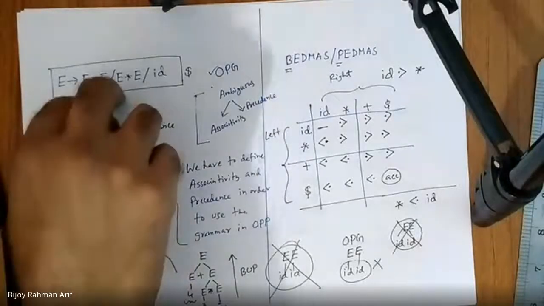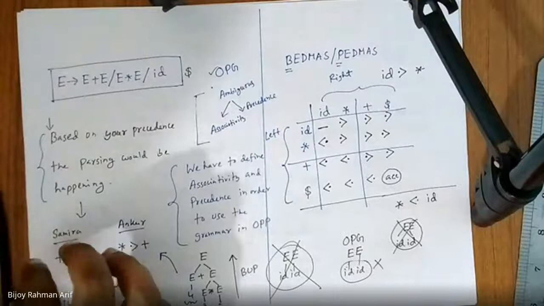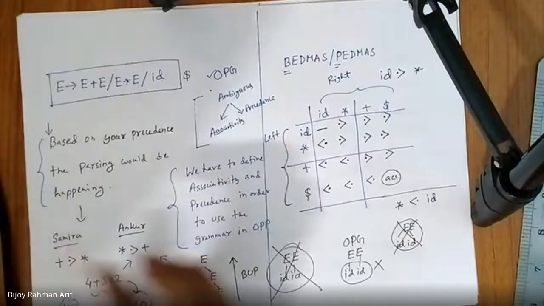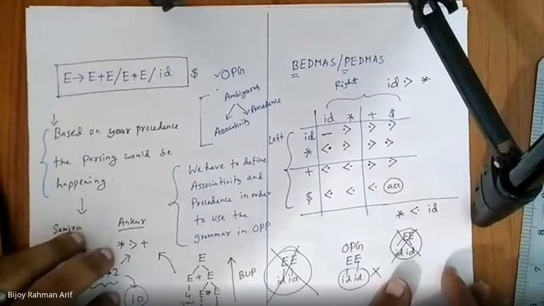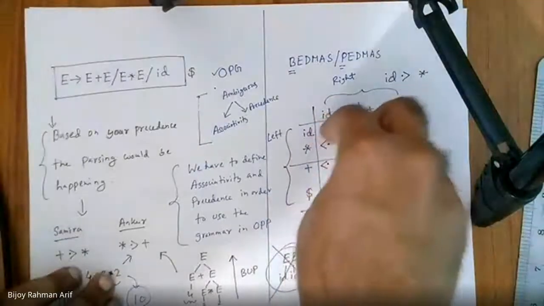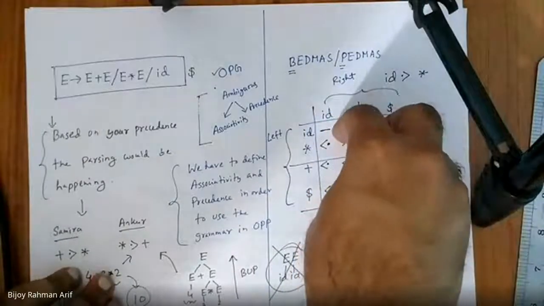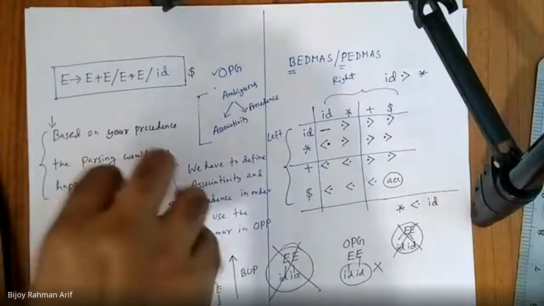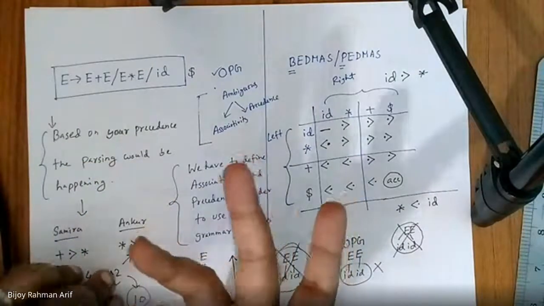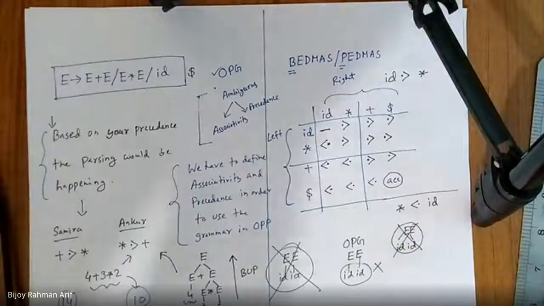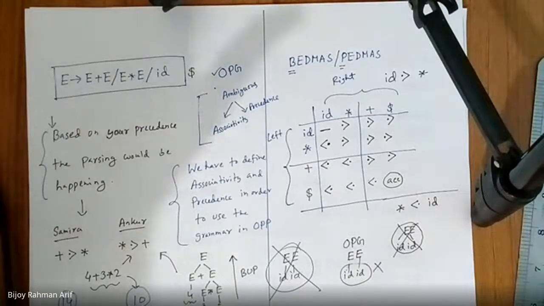If the grammar is ambiguous, then what happened? We don't know the precedence and the associativity. We are going to create this table according to our wish. But if the grammar is not ambiguous, then that grammar itself has the information of precedence and associativity. Am I right or not? Yes, sir.